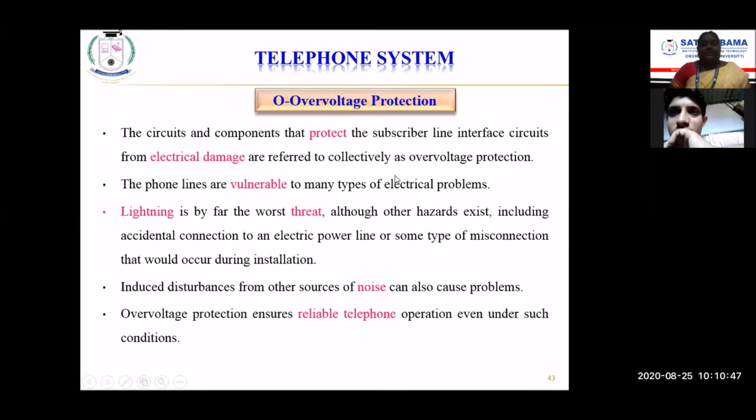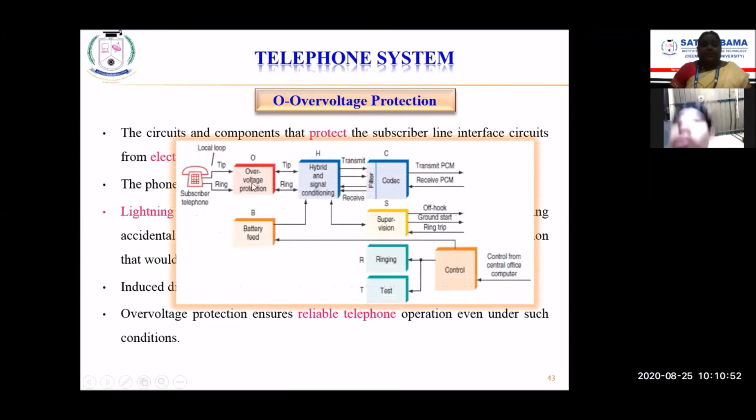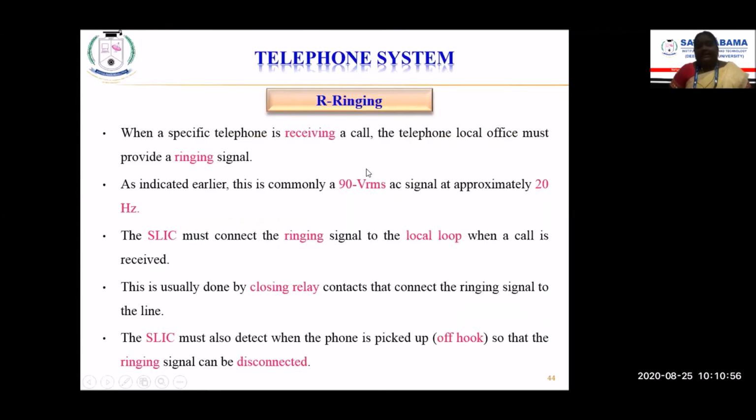So that is about the second functionality, over voltage protection. Next, we will see the ringing. We all know that whenever a call is being received, the telephone will automatically ring, so it has to be communicated.